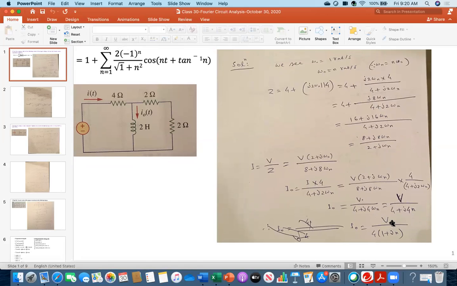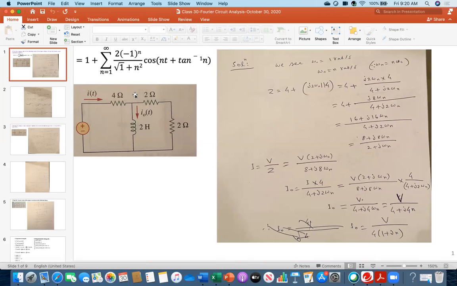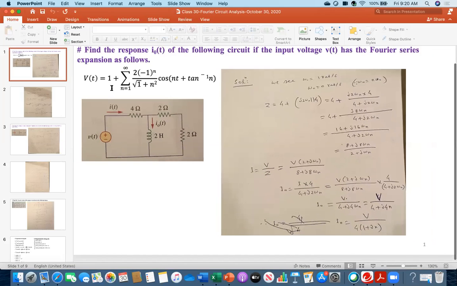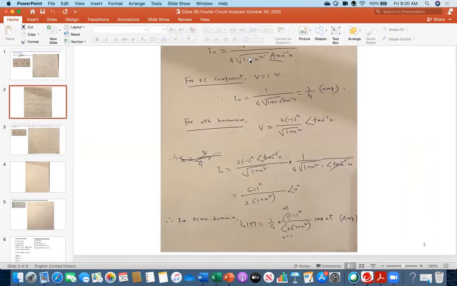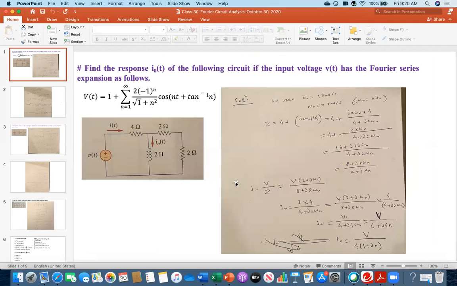So from now on, you all notice. Now I am going to the next one. Okay, now what I am doing, everybody look, I am writing for the DC component, V is one volt. So why am I telling that? Because I am considering this one. You see, that was my v(t) function. So if v(t) is, sorry, this one, for the DC component, what I did, before that, I further simplified a little bit. Everybody see the very last line. It was I naught equals V over 4 times 1 plus jn. So that's why I am taking the magnitude of this one.